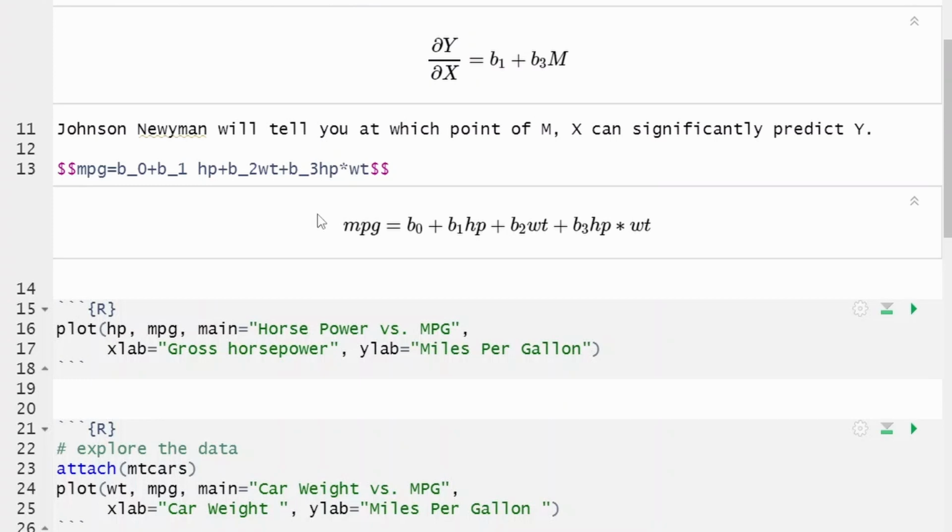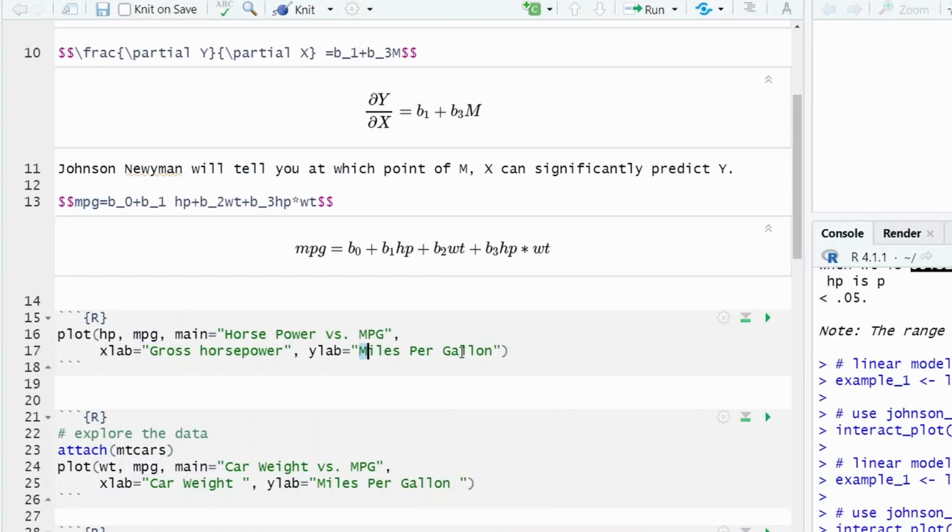So we're going to be using the mtcars, this built-in data set. The dependent variable will be mpg, that means the miles per gallon. And for the x, we're going to use horsepower. The moderator will be weight, and the interaction is horsepower times weight. So that's the model, the example we're going to use.